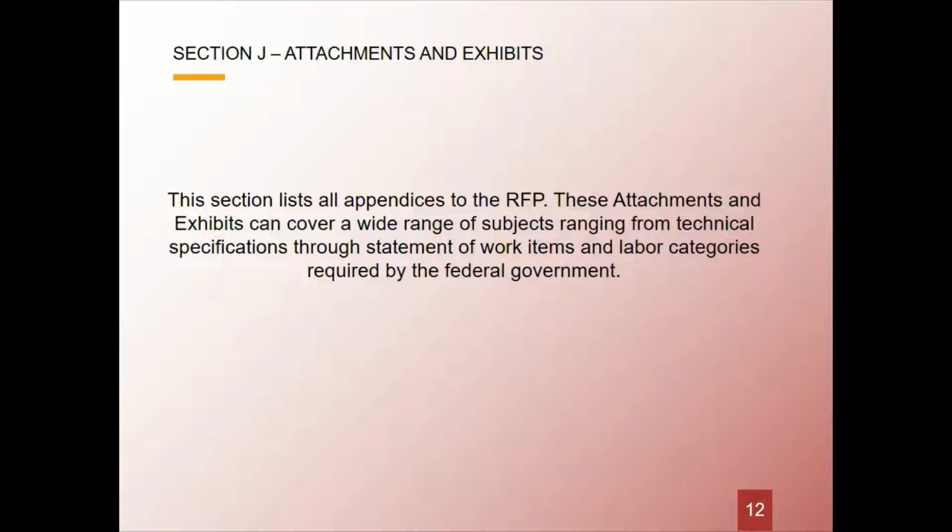Okay, so we're talking about Section J. Section J, again, is your attachments and your exhibits. Read those attachments very, very clearly. Make sure that you have all the attachments that are associated with that solicitation. If you do not have all of the attachments with the solicitation, then you must go back and make sure that you have those attachments. If you are attending a pre-proposal conference, make sure that you take the solicitation with you along with the attachments.